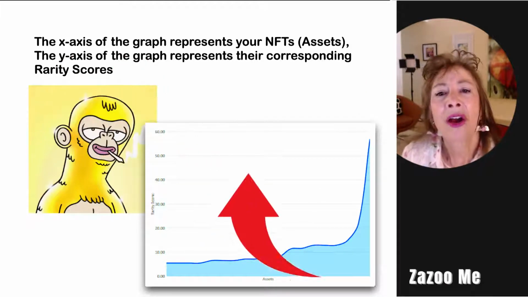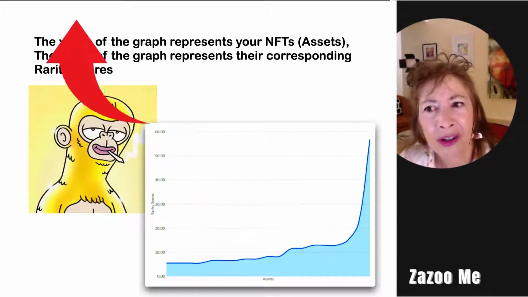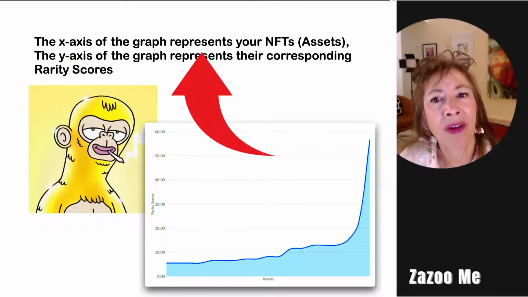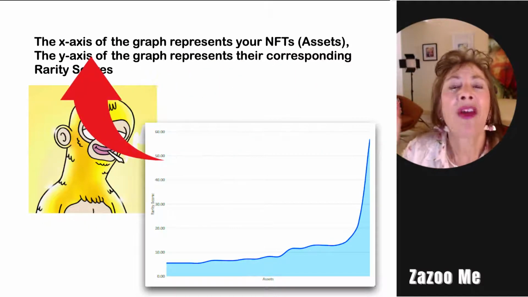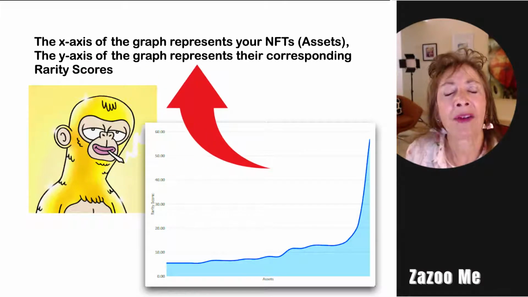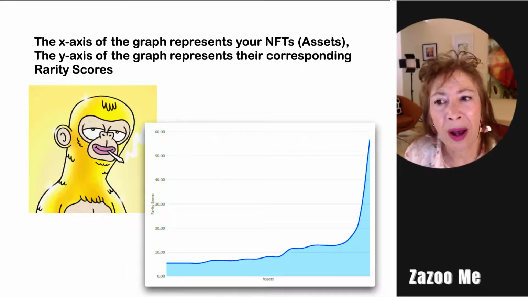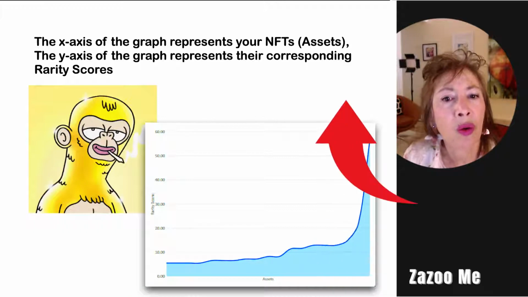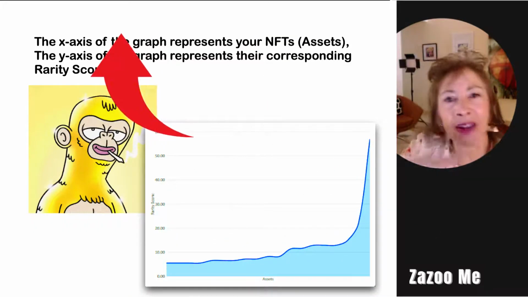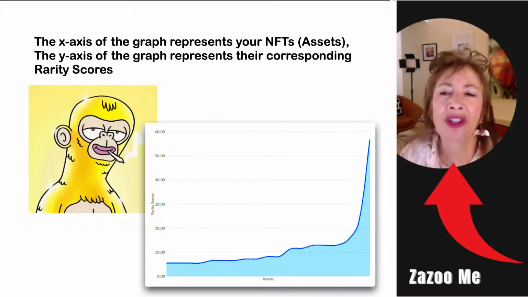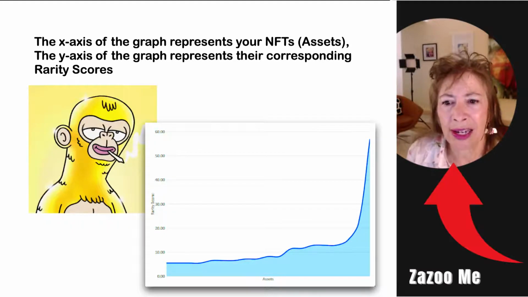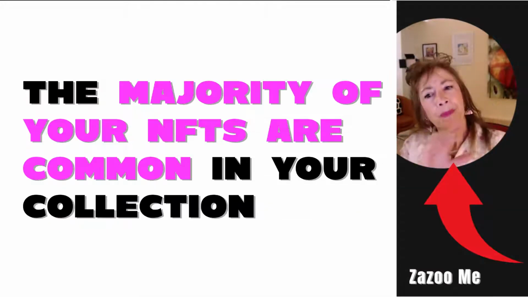So you want to make a graph for yourself. The x-axis of the graph represents the NFTs. Those are your assets. The y-axis of the graph represents the corresponding rarity score. So you want to look at the final total. And this is something that you can go online and you can just type in how to do this, and you can do this for yourself.